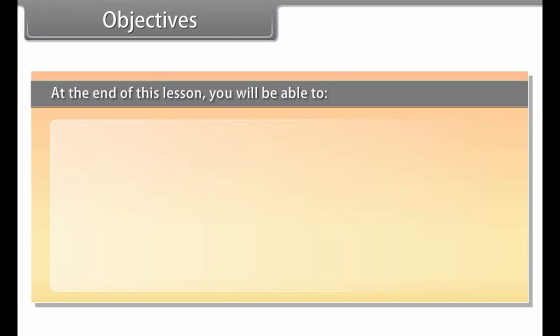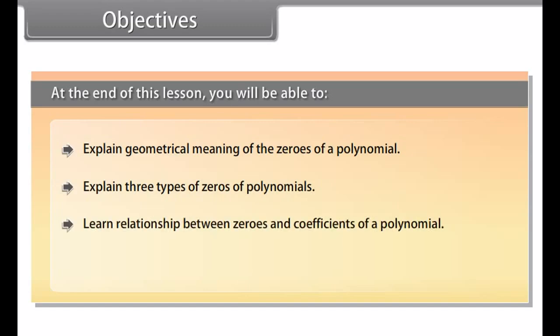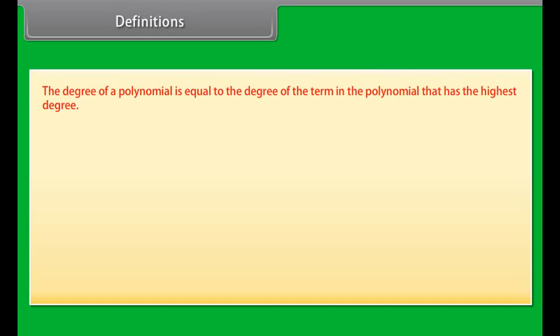Objectives. At the end of this lesson you'll be able to explain the geometrical meaning of the zeros of a polynomial, explain three types of zeros of polynomials, learn the relationship between zeros and coefficients of a polynomial, and explain the division algorithm for polynomials.